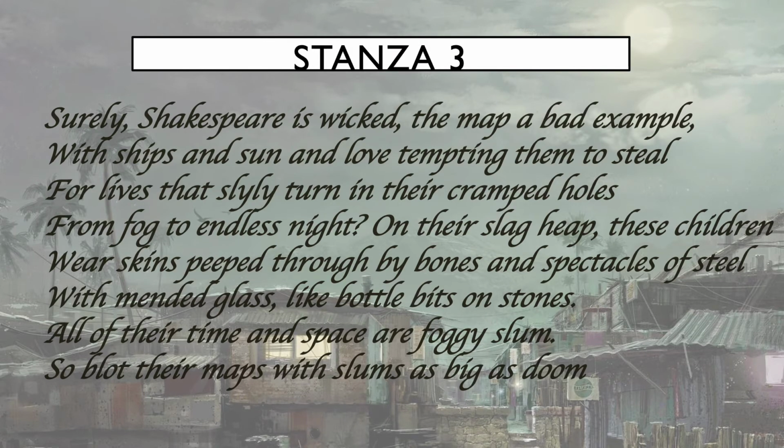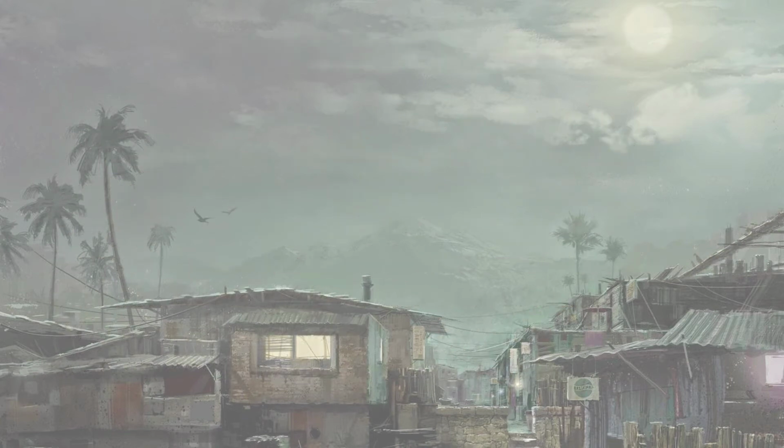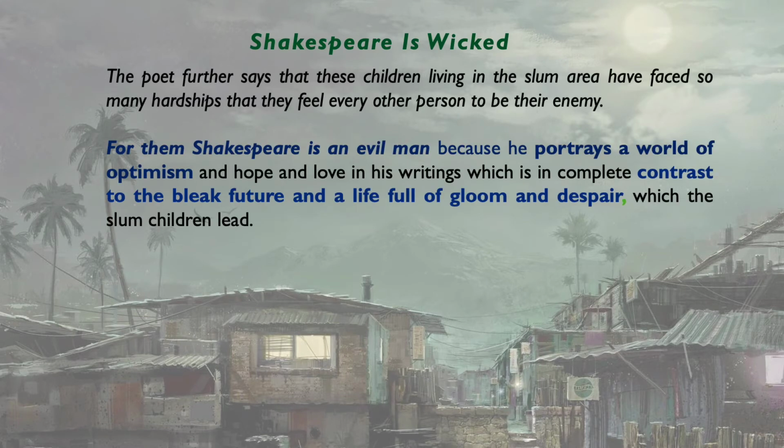Now children, carefully read the stanza 3. Children, here in this poem, Shakespeare is described as wicked. The poet further says that these children living in the slum area have faced so many hardships that they feel every other person to be their enemy. For them, Shakespeare is an evil man because he portrays a world of optimism and hope and love in his writings, which is complete contrast to the bleak future and a life full of gloom and despair, which the slum children led.